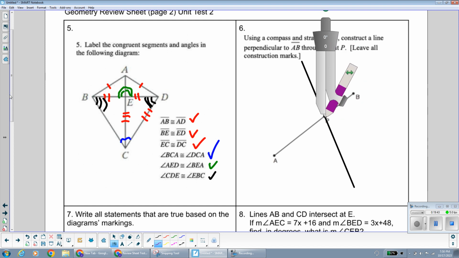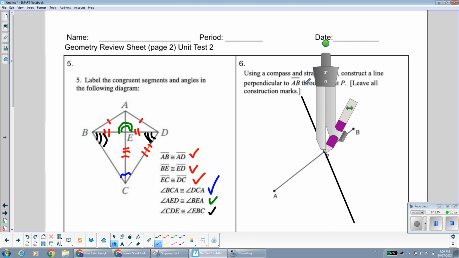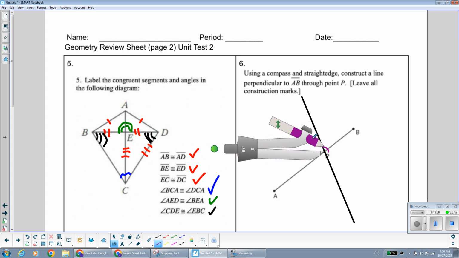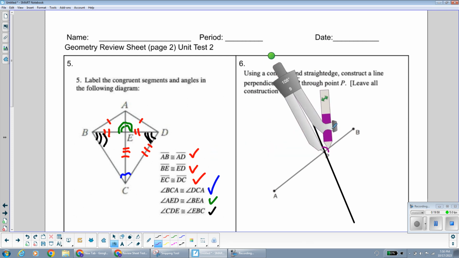The first step is we're going to put the compass on the vertex of the angle that we're copying. That's point P. I'm going to swing an arc. Oops. It doesn't matter the distance. It just needs to be on the angle. There we go.